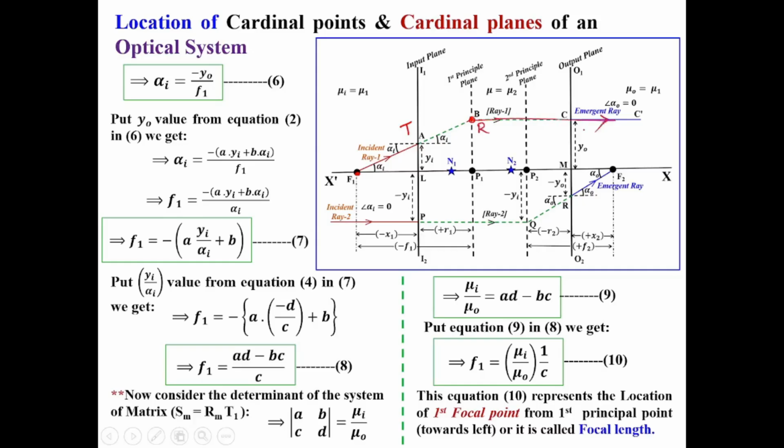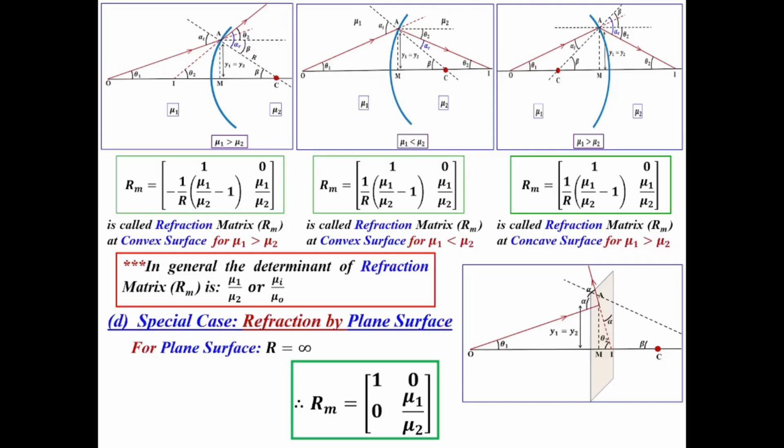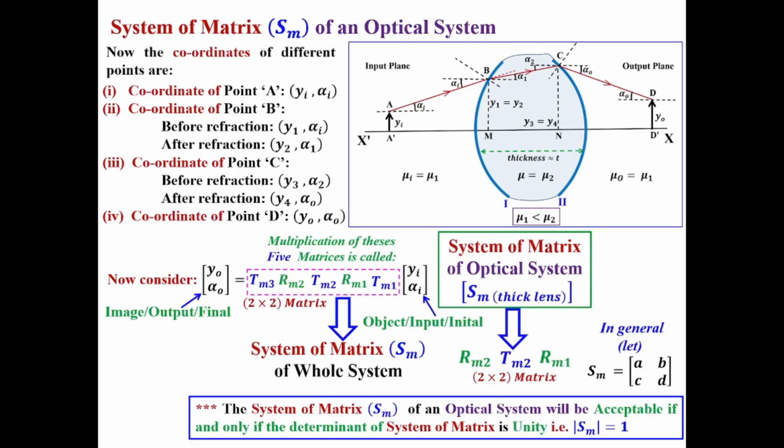So for this dynamics, or to represent this dynamics, we need two matrices. One is your translational matrix, another is your refraction matrix. Maybe you remember in our last class we discussed this. In system of matrix, what did we discuss? We discussed that system of matrix acts as an operator.